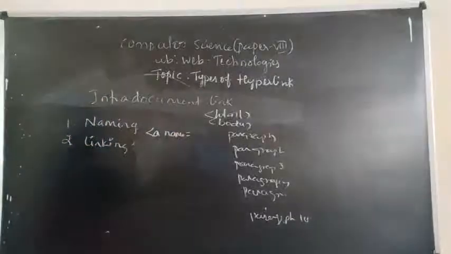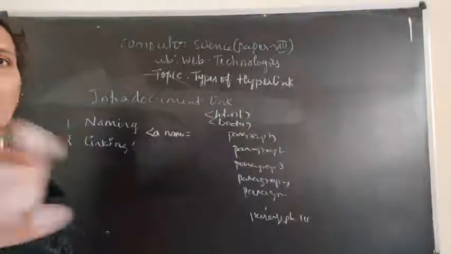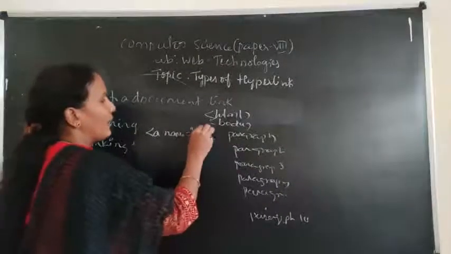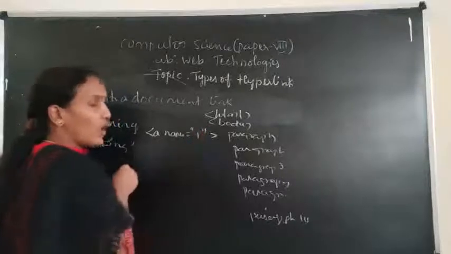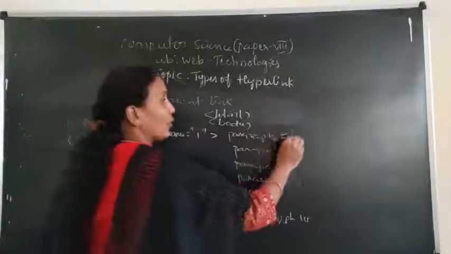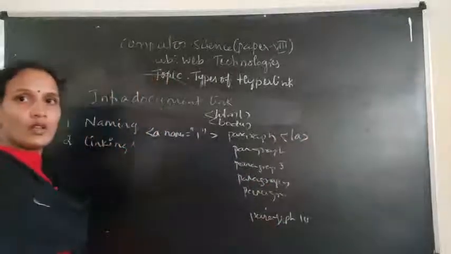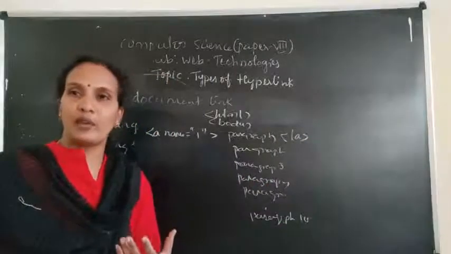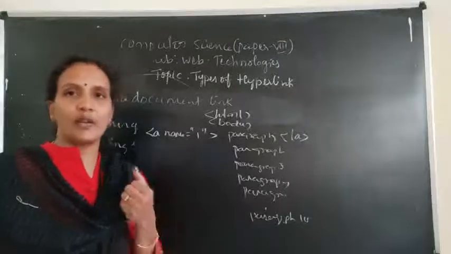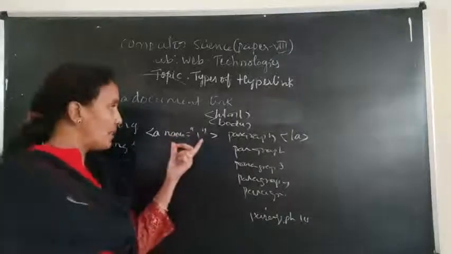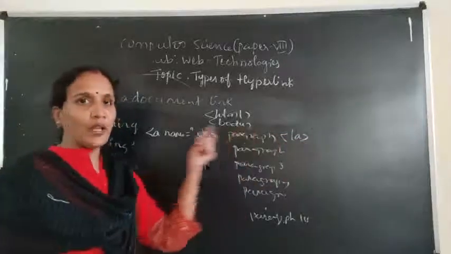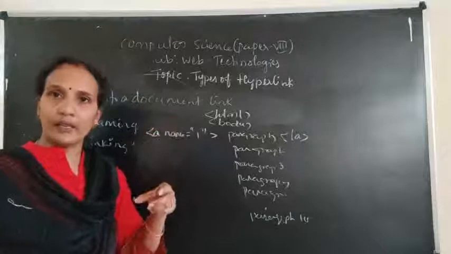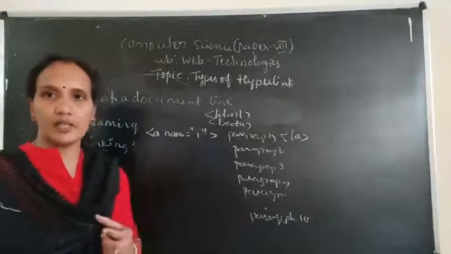Here you can give any name. Here I am giving one. And I am closing the opening tag, and I am closing the closing tag. To whichever paragraph you want to give a label, to whichever paragraph you want to give a name, that paragraph should be enclosed between an anchor opening and closing. Using the name attribute, you can give a name to a particular section.